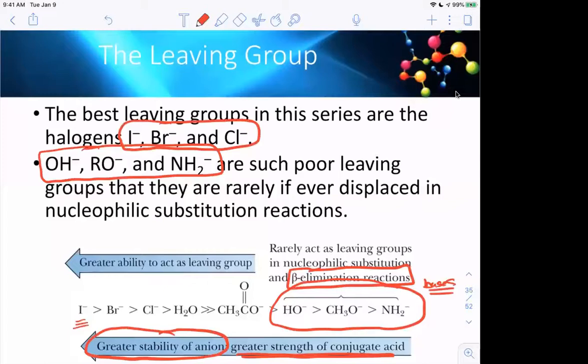I minus is very stable. HI is a very strong acid. I minus is a very weak base because it is so stable as an anion that it really doesn't want to react, right? So these atoms, which are much stronger bases, are going to rarely act as leaving groups. They will act as bases in beta elimination reactions, however. But they react as the base, not as the leaving group, right?